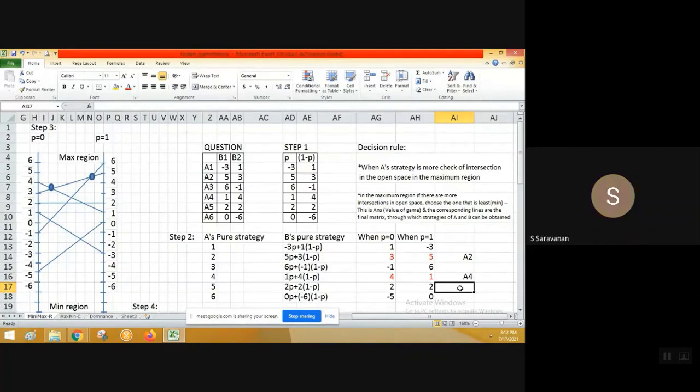Any doubt in step 1 and step 2? Please repeat. Sorry. Step 1. Shall we go ahead for step 3?